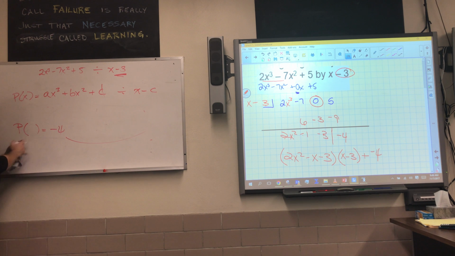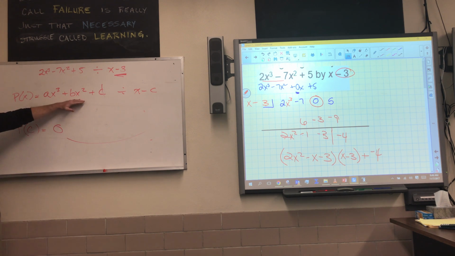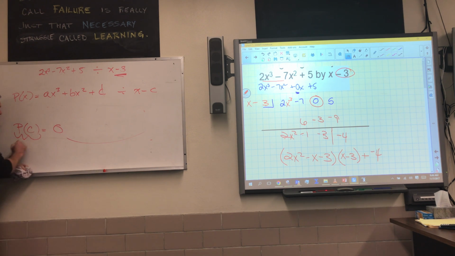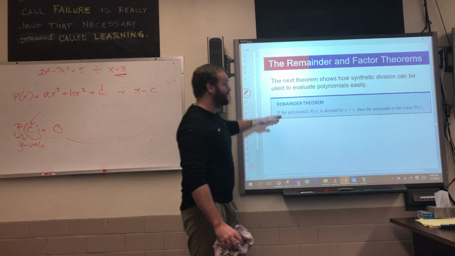If I evaluate p of c and I get 0 back, meaning that I do the synthetic division here and I get 0 back. Looking at it this way, p of c is a y value, right? A y value equal to 0 provides you a what? An x-intercept at that c term, right? Okay. So there's a lot of information wrapped up in this theorem.